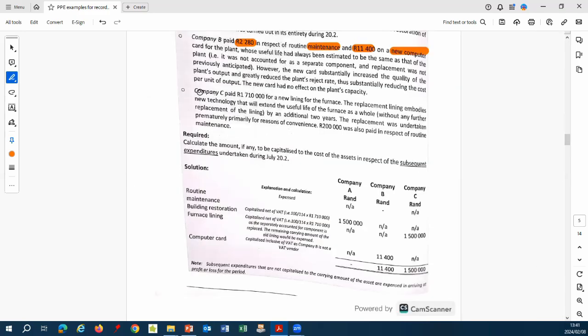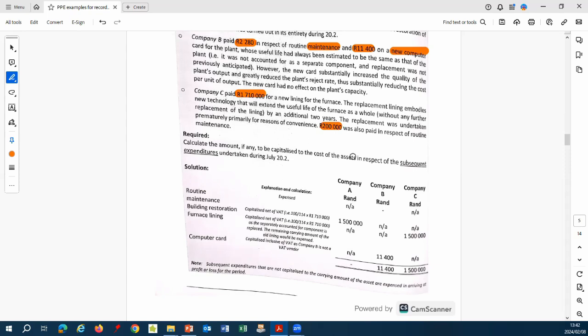Okay, then with respect to company C, they paid 1710 for a new lining to the furnace. We did indicate that the furnace was going to be a separate component. The replacement lining embodies new technology that will extend the useful life of the furnace as a whole without any further replacement of the lining by an additional 2 years. And the replacement was undertaken prematurely because of convenience. 200,000 was paid with respect to routine maintenance.